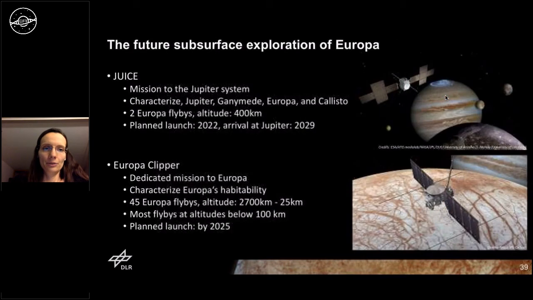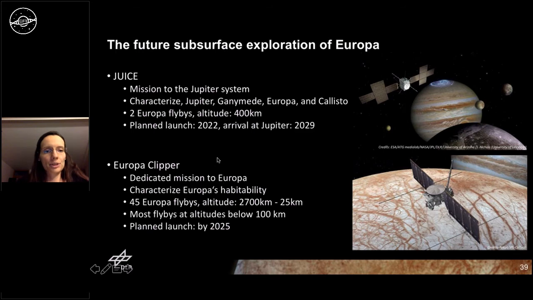In terms of the future subsurface exploration of Europa, there are two missions that will visit Europa in the near future. So the JUICE mission, this is an ESA mission to the Jupiter system that will characterize Jupiter, Ganymede, Europa, and Callisto, and will have two flybys at Europa at an altitude of about 400 kilometers. The planned launch for this mission is in 2022 and it will arrive in the Jupiter system in 2029.